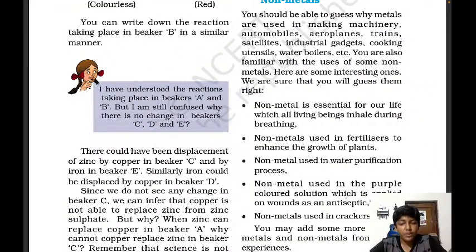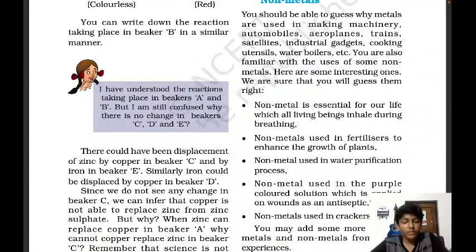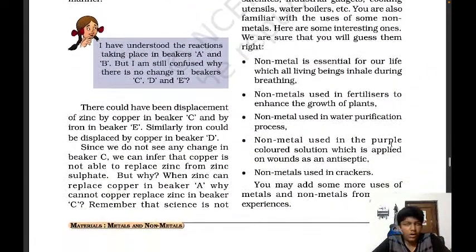Non-metal used in purple colored solution which is applied on wounds. That is as an antiseptic. Iodine, and iodine uses what? I don't remember. Non-metals used in crackers.